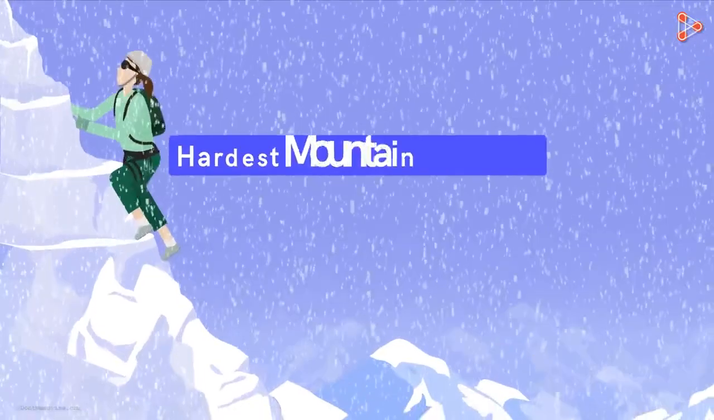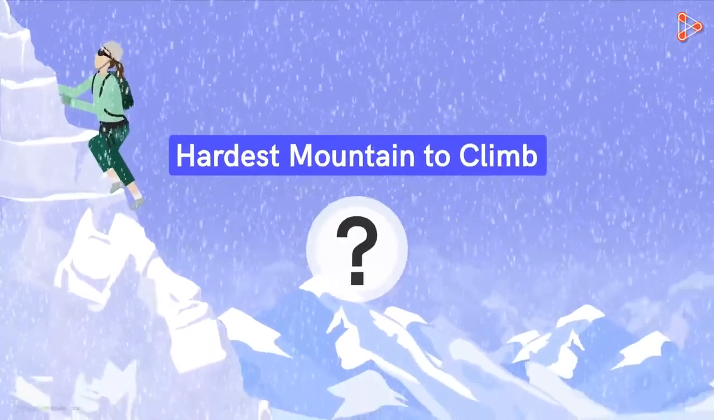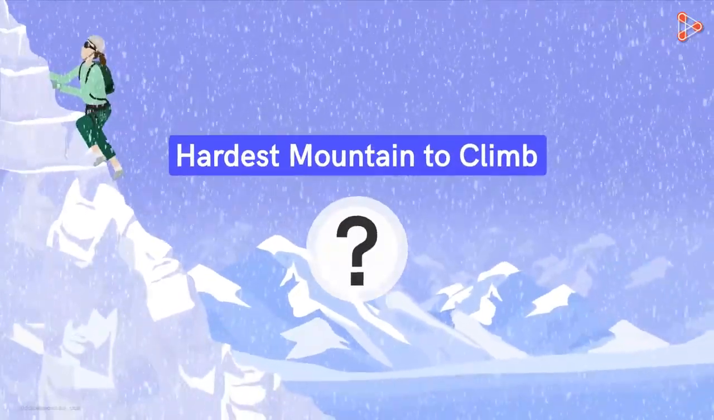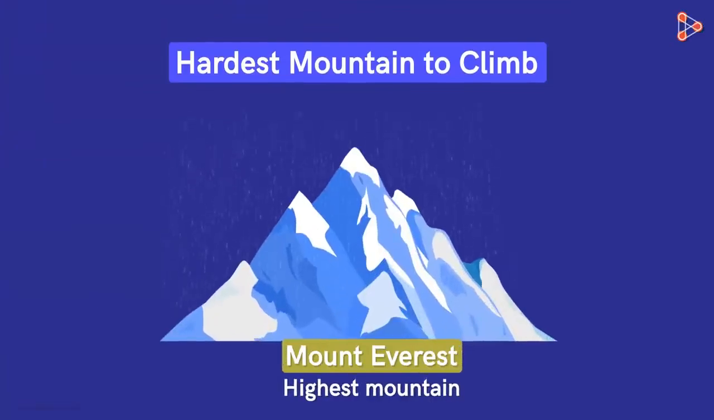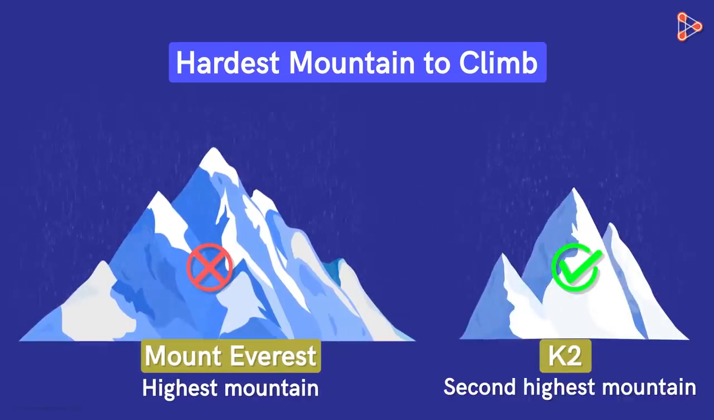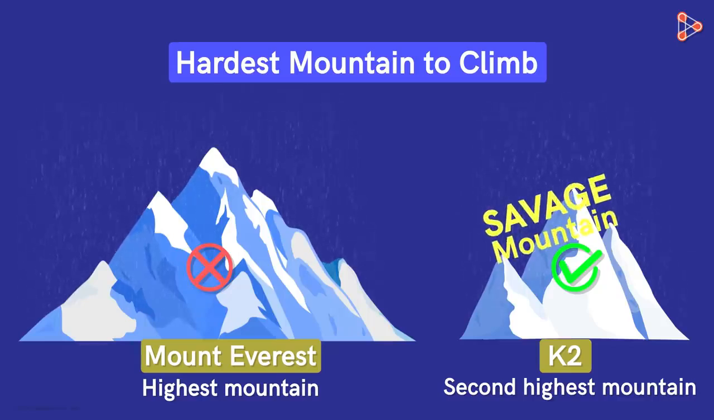Do you know which is the hardest mountain to climb? You would probably say Mount Everest since it's the highest mountain. But that is incorrect. The hardest one is the second highest mountain, K2. Due to the difficulty of its ascent, it's called the Savage Mountain.